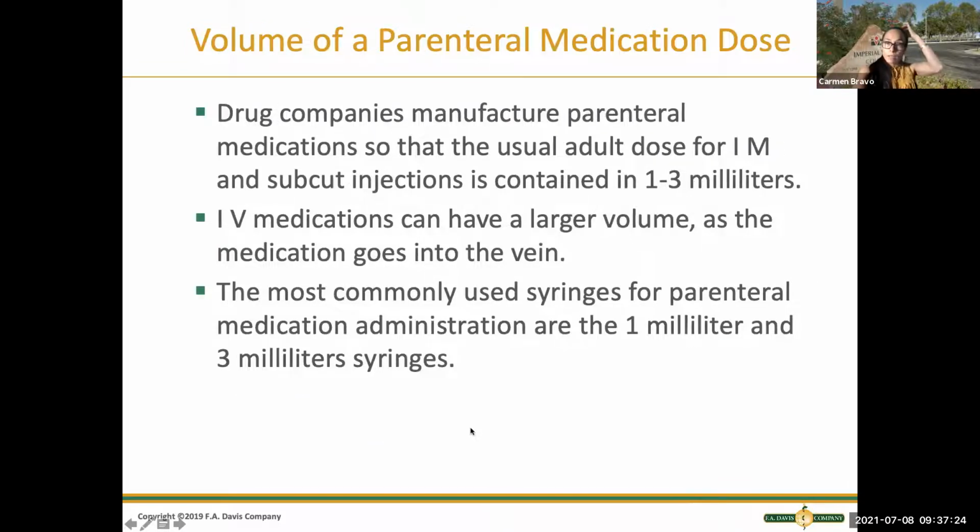Okay. So I think I already told you this: whenever we give medications that come in a container, they're normally only meant to be given anywhere from 1 to 3 mLs, because if they're going to be injected, we cannot inject more than 3 mLs into a muscle.